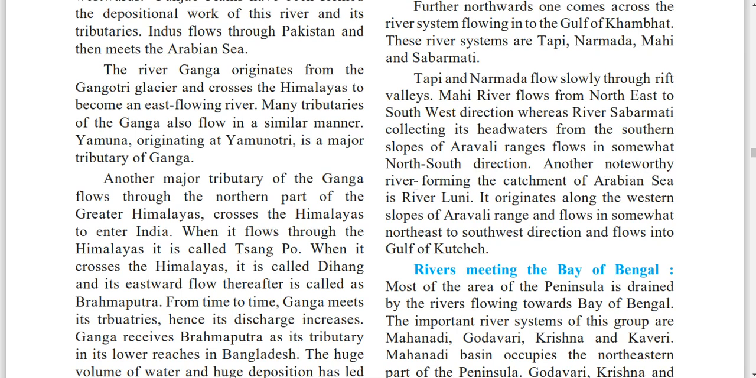Another noteworthy river forming the catchment of the Arabian Sea is River Luni. It originates along the western slopes of the Aravalli Range and flows in a somewhat northeast to southwest direction and flows into the Gulf of Kutch.